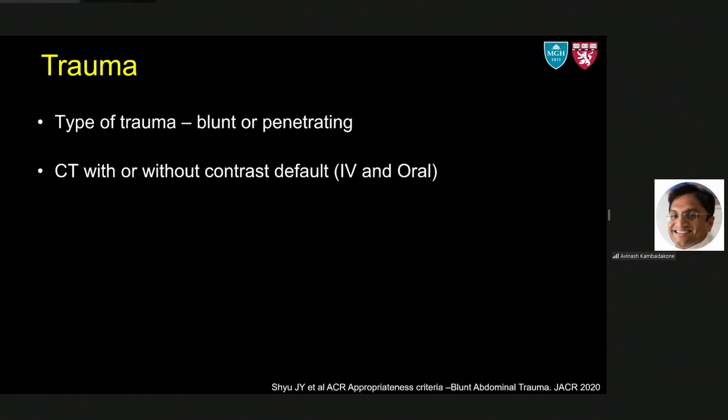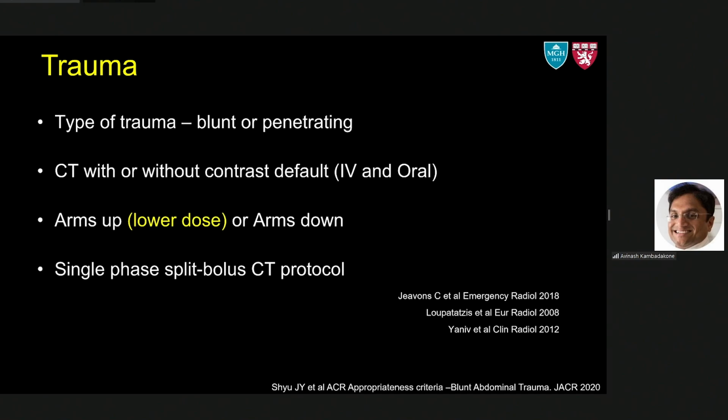That is, if the patient cannot get contrast, we do a non-contrast CT, otherwise all the patients get a single phase scan. The dose will depend on whether the arms can be up or down, with patients whose arms are up receiving lower dose. And there's also recent interest in use of a single phase split bolus CT protocol, where both the arterial and portal venous phase can be combined.